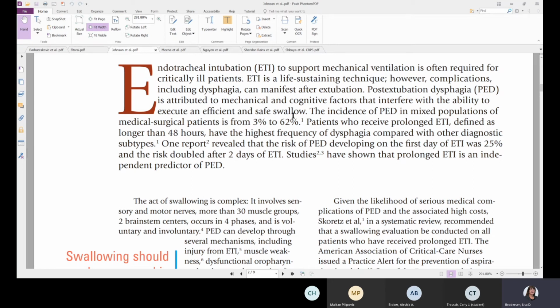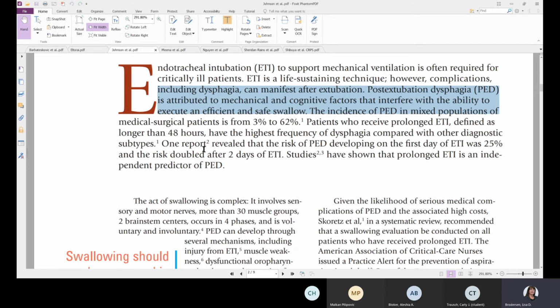They could say, according to Brown and Smith, ETI is a life-sustaining technique. However, complications including dysphagia can manifest. And then they could make it clear that they are continuing to borrow information from that source. But they do eventually cite this next claim, they credit it to that source. So I'm just a little confused by why they didn't cite this sentence, or this sentence right here, because to me, it does not appear to be something that would have originated in that author's own mind, and it's not common knowledge.